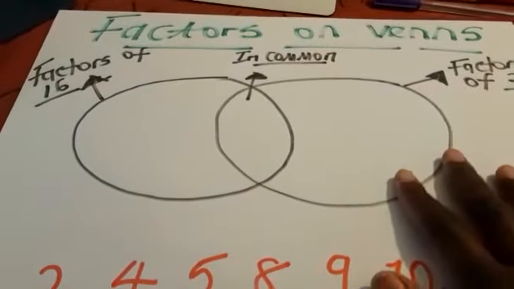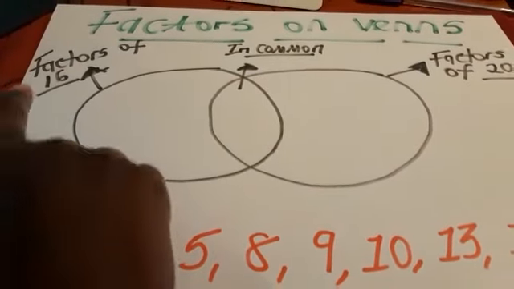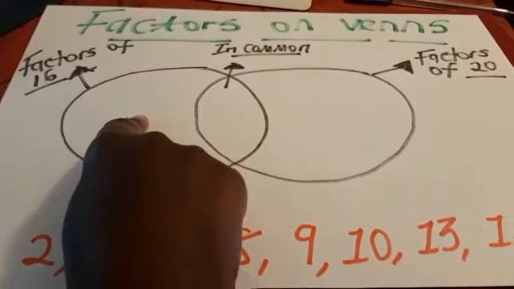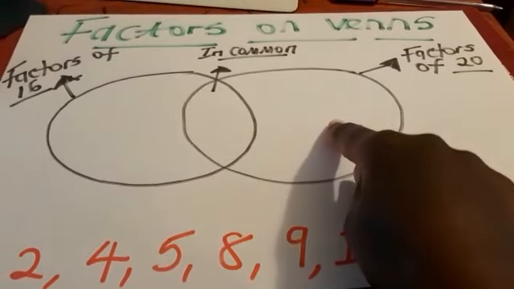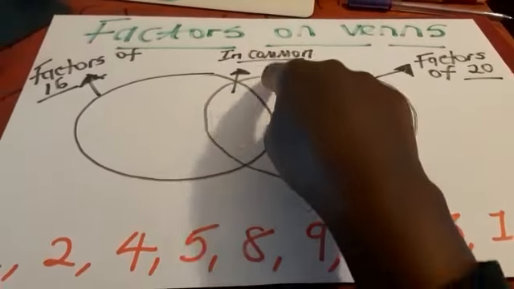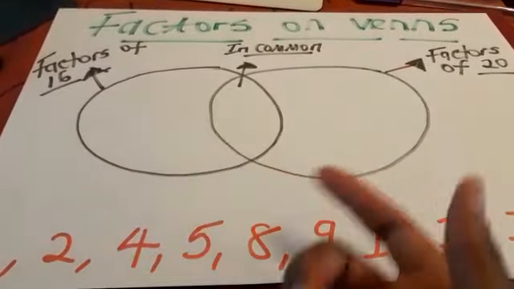So let's look at this. So let's look at factors on a Venn diagram. So I've got factors of 16 on this side of the Venn diagram. Factors of 20 will go on this side. And then in the middle, I've got in common. That just means what numbers they have in common.